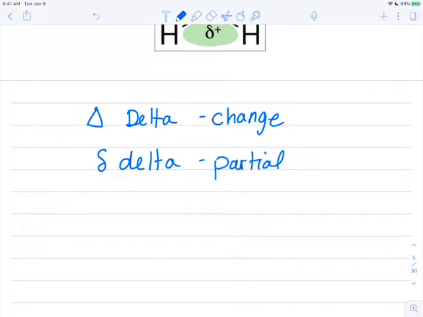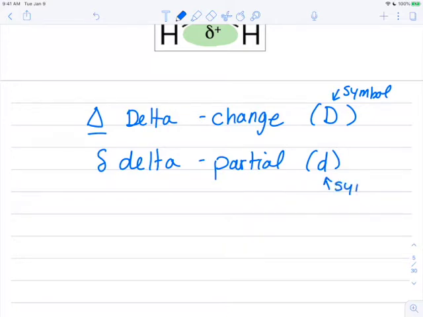And just for fun, in case you ever wanted to try it out, you type capital D and change it to the symbol font on your computer, and you're going to get the triangle. If you type lowercase d and change it to the symbol font, you're going to get the lowercase delta. So yes, we have capital delta and lowercase delta, capital meaning change, and lowercase meaning partial. Okay, thank you. Oh, you're welcome.